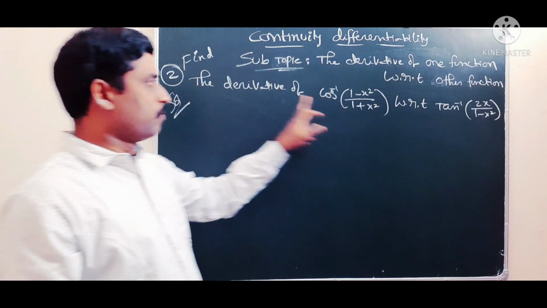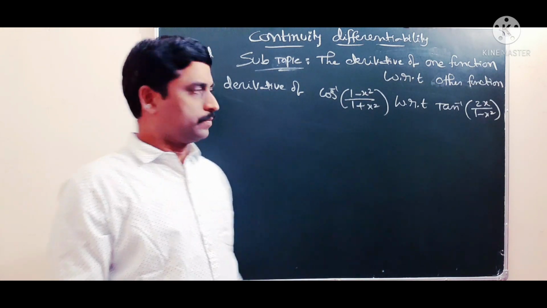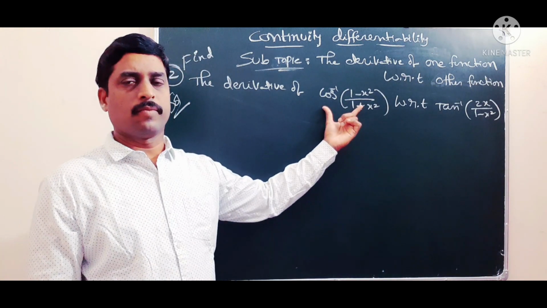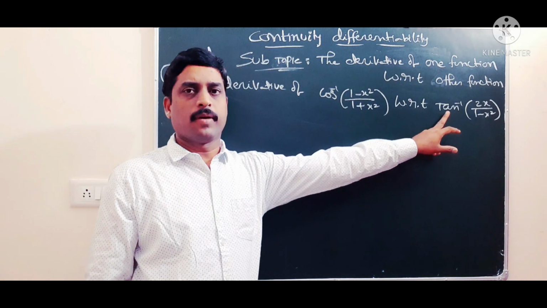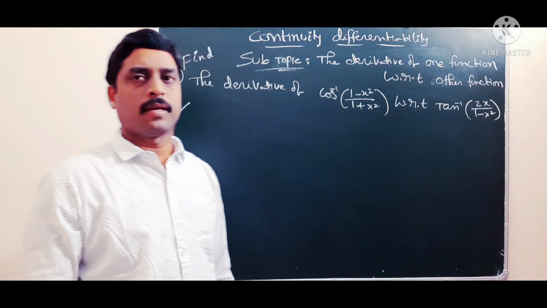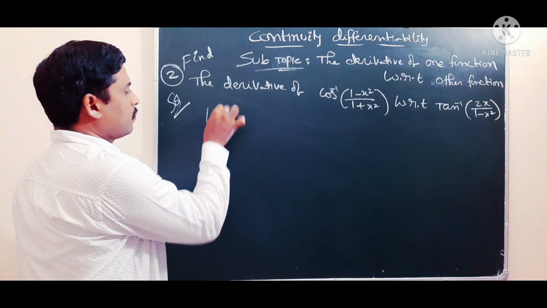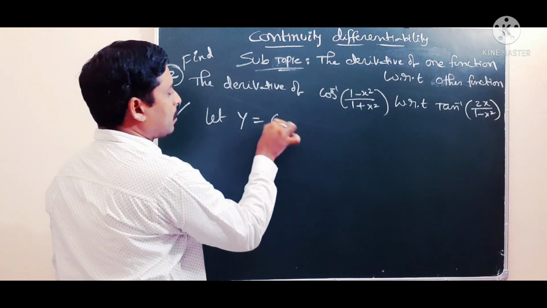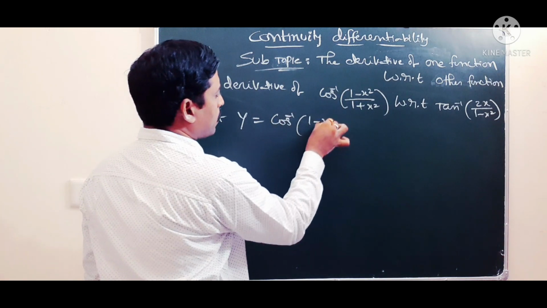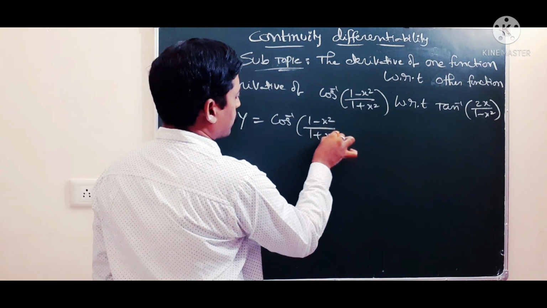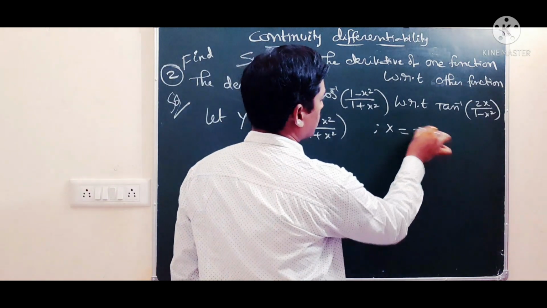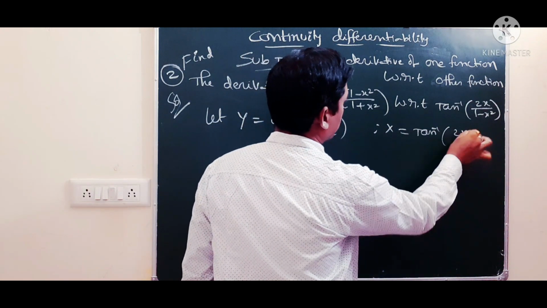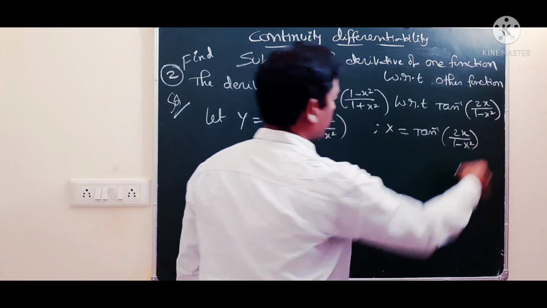Find the derivative of one function with respect to another function. What is the first function? Cos inverse of 1 minus x square by 1 plus x square. What is the second function? Tan inverse of 2x by 1 minus x square. So let us take y is equal to cos inverse of 1 minus x square by 1 plus x square, and x is equal to tan inverse of 2x by 1 minus x square.